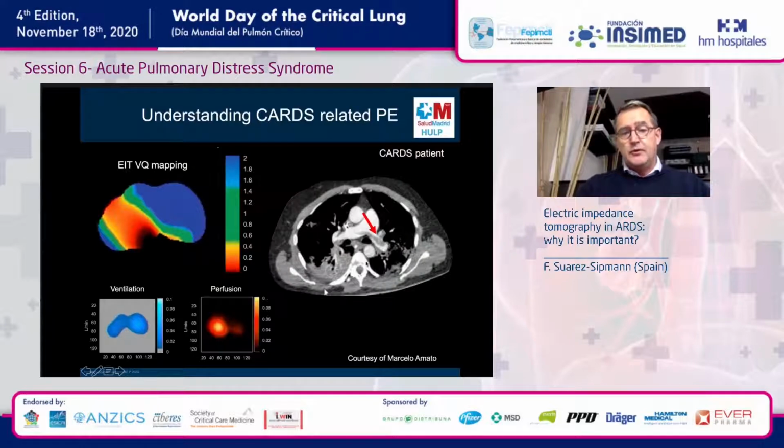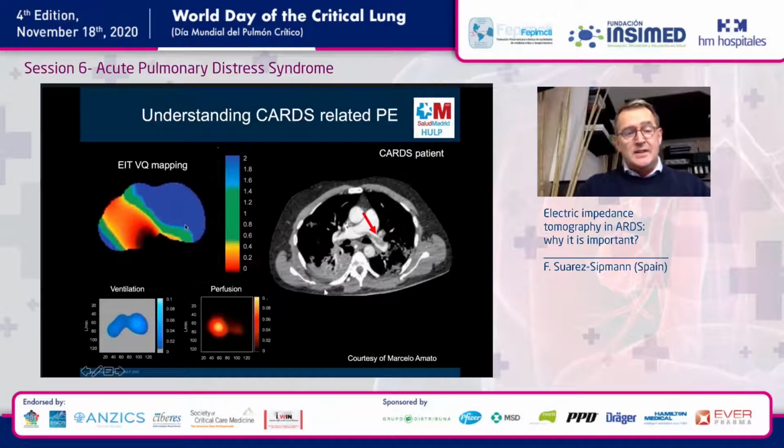This was borrowed from Brazil, from Marcelo Amato, who kindly gave me this slide. You see here a huge thrombus in the left main pulmonary artery, and of course this causes a reduction in perfusion in this lung, and this was nicely caught by the perfusion imaging with the EIT. But you see here, for example, that the patient had a tremendous derangement in gas exchange, and you see what happens here.